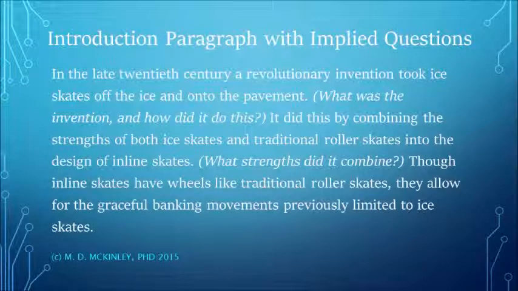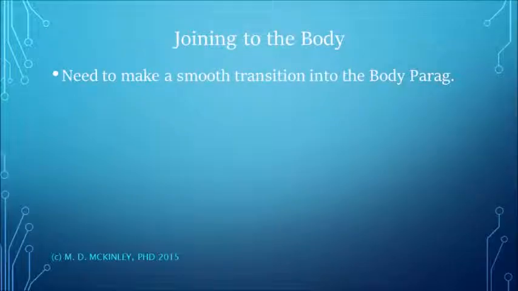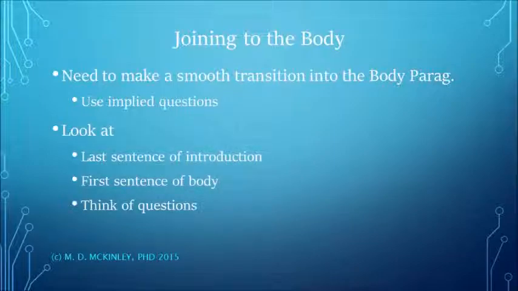Now we need to join it to the body paragraph. For this step, we branch out again from Section 4. Somehow we have to make a smooth transition from this paragraph to the main body. The way we check for this is again by using implied questions. In this case, we look at the last sentence of the introduction paragraph and the first sentence of the body paragraph and think of the questions. How could it accomplish this? What does the new skate look like? As you will see in the next slide, these questions verify that there is enough of a connection between the last and first sentences that the paragraphs can be joined without modification.